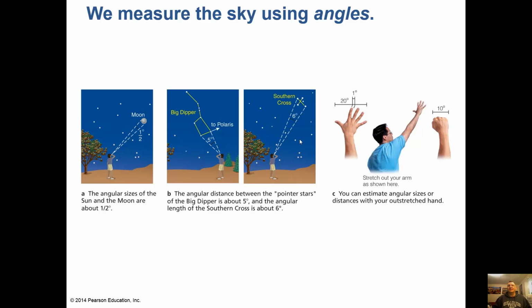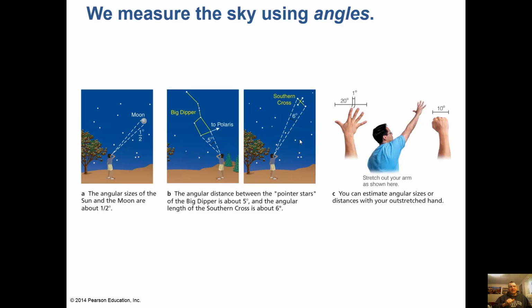Now, this is a nice little way to measure stuff in the sky with angles, just like we do in geometry. We have a way of using your hand to kind of measure how big things are in the sky. So if you take your thumb and you hold it out in front of you and try to block something, it's about 1/2 of a degree. Now, we probably know that there are 360 degrees in the entire circle of the sky. So your thumb is about 1 degree.